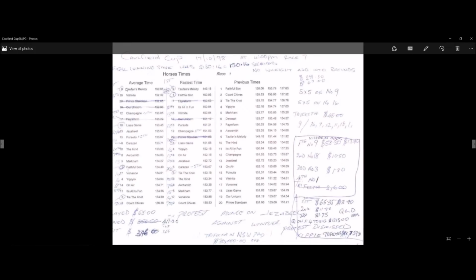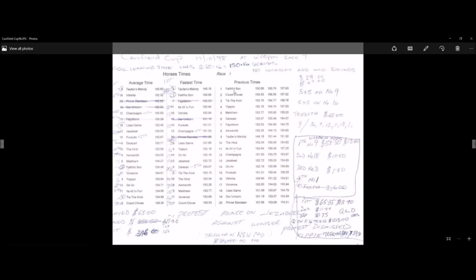Oh, this is a ripper. Torfin's Melody. It knocked over Champagne and there was a protest. And you can see where I've got written here, Chris Munt's protest against the winner, Jezebel, blah, blah, blah. It wasn't upheld, it was dismissed. Anyway, Torfin's Melody was an English horse brought out, and my program had it on top. I couldn't shake it from either column.